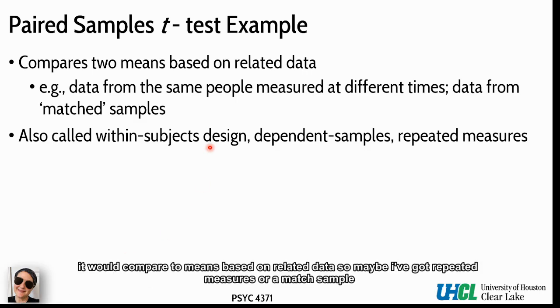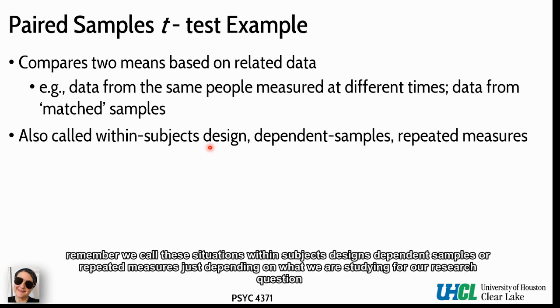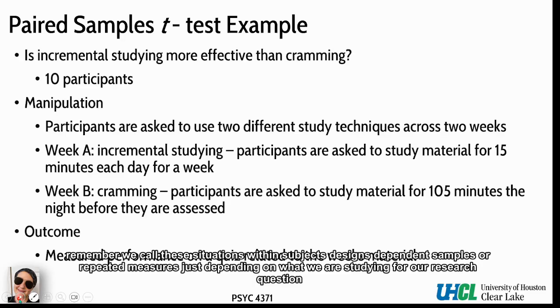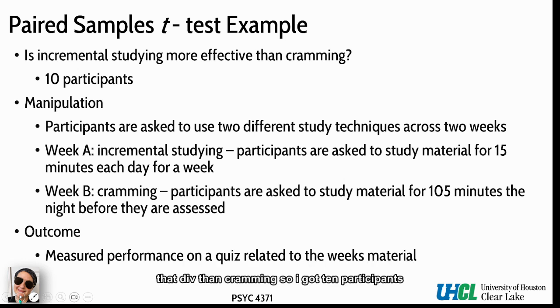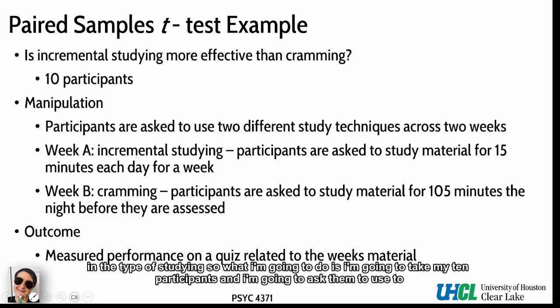It would compare two means based on related data. So maybe I've got repeated measures or a matched sample. Remember, we call these situations within subjects designs, dependent samples, or repeated measures, just depending on what we are studying for our research question. So one of the things we're looking at is this possible question here. I want to know if incremental studying is more effective than cramming. So I've got 10 participants, and my manipulation of my variable comes in the type of studying.